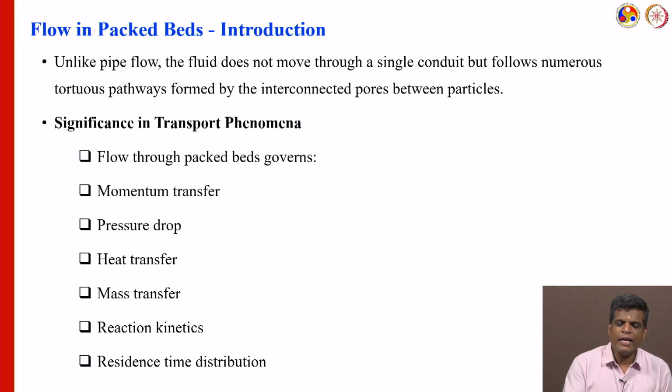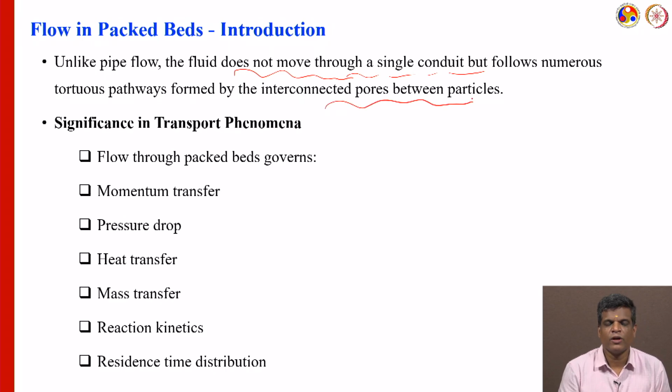Unlike normal pipe flow, where the fluid just moves straight through, here the fluid does not move through a single conduit because it follows numerous pathways, the interconnected pores between the particles. Ordinary flow goes through a tube, but here there are a lot of particles, packing materials, so definitely the flow happens between the particles, in the void space.